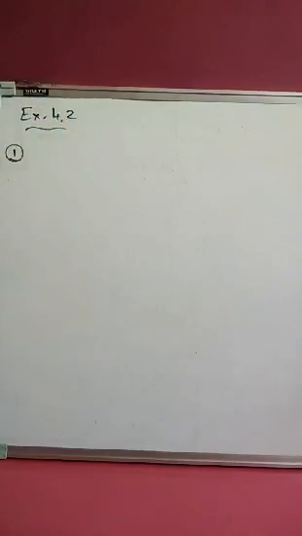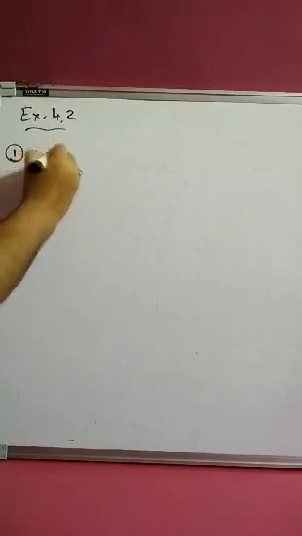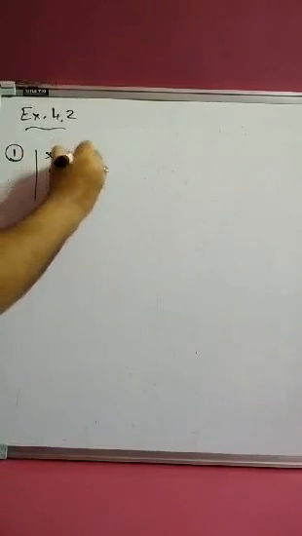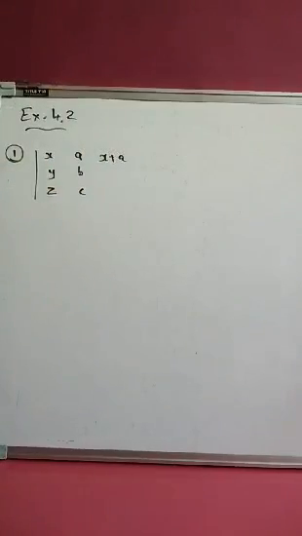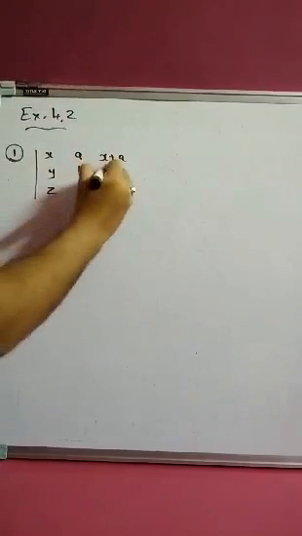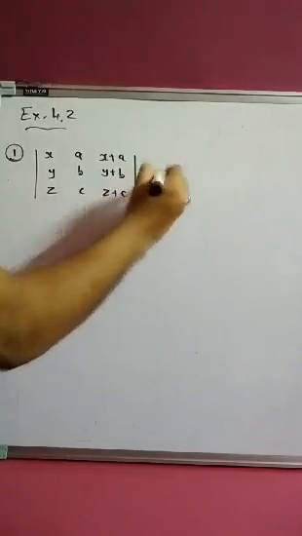Your question is: using properties of determinant and without expanding it, we have to prove the following. What we have to prove from the first question? The determinant with rows X, Y, Z; A, B, C; X plus A, Y plus B, Z plus C is equal to 0.